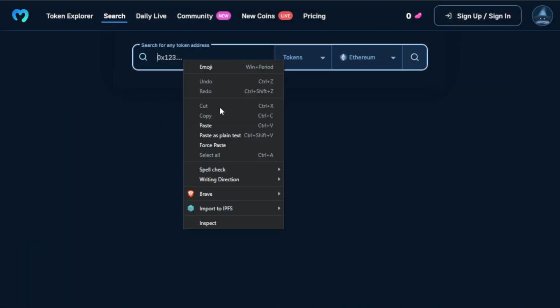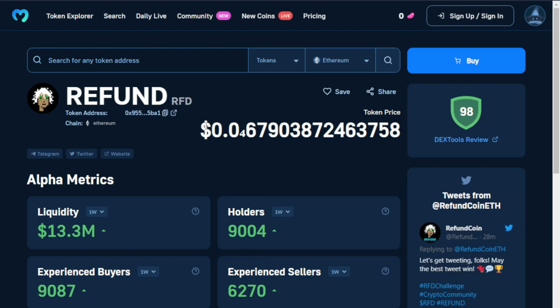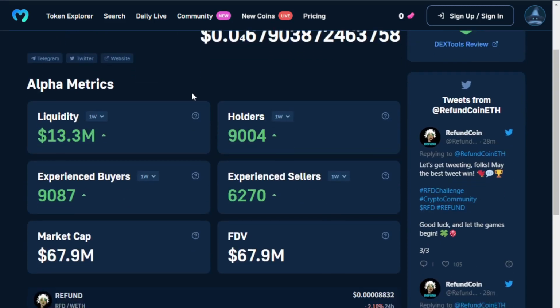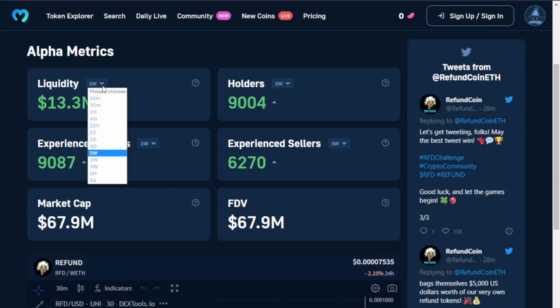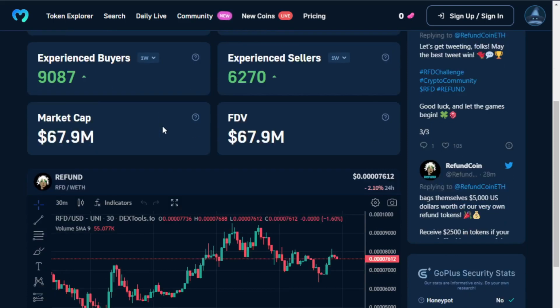As an example today, we're going to use Refund Token in order to take a look at some of the unique features of Moralis Money. So when you're using Moralis Money, you are not only able to see the current state of the coin, but also historic metrics across a few different parameters. Here's why these are important for us.